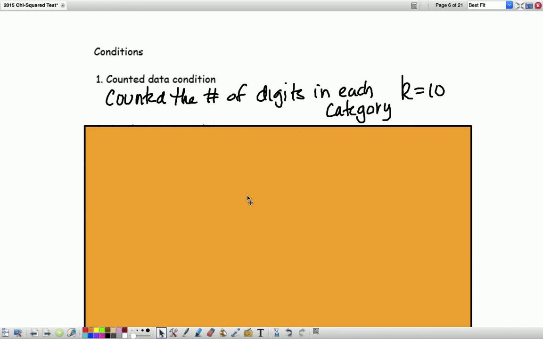We want every category to have counts. So 5 people have red hair, 5 people have blonde hair, whatever it is. Counted the number of digits in each category. So in each of those classes, we counted the number of digits that fell into those classes. By the way, those classes, with the 1 to 10, or the class numbers 1, 2, 3, all the way to 10, could be 0 to whatever. Those are just categories that we're looking at the numbers falling into. And the 1 through 10 are just names.